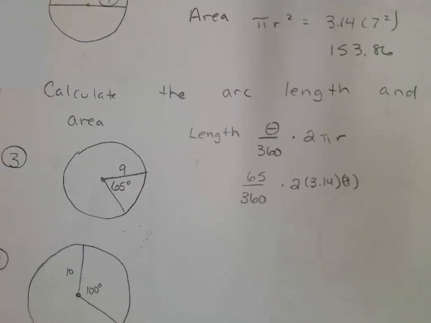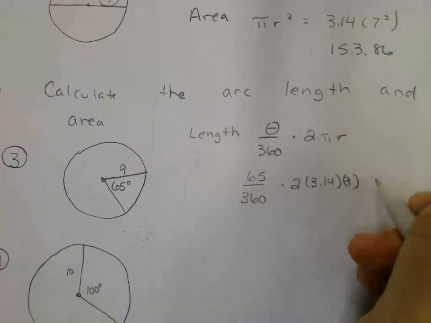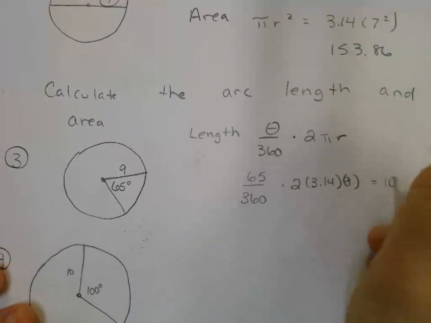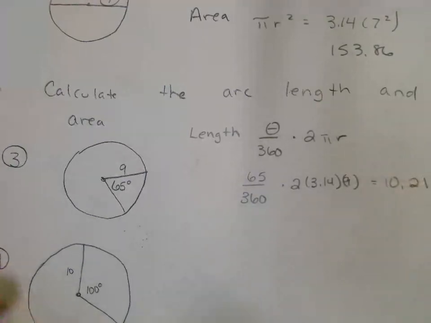This gives me 9.07. Oh, sorry, it's supposed to be times 9. So 65 over 360 times 2 times 3.14 times 9, which gives you, is that right, 10.21? Is that what y'all got? So this one equals 10.21.